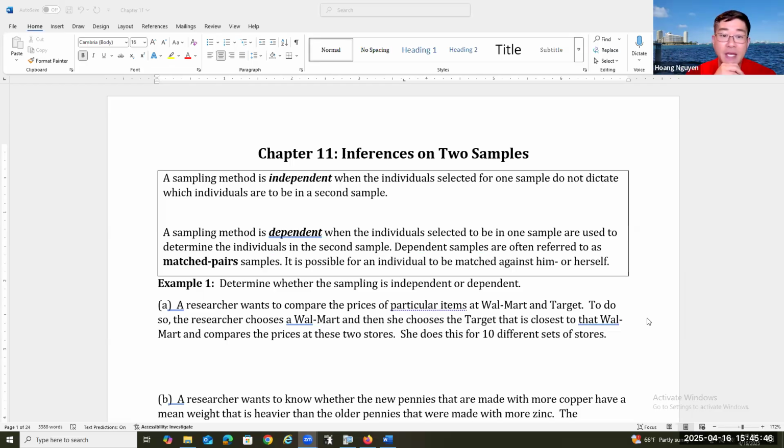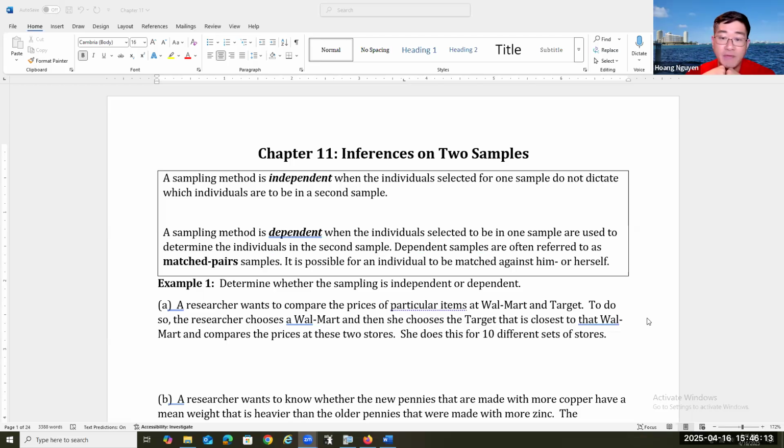A sampling method is dependent when the individuals selected to be in one sample are used to determine the individuals in the second sample. Which means that after you select the first person to be included in the first sample, you know exactly which individual will be selected in the second sample. They're going to be related. So dependent samples are often referred to as matched pair samples.